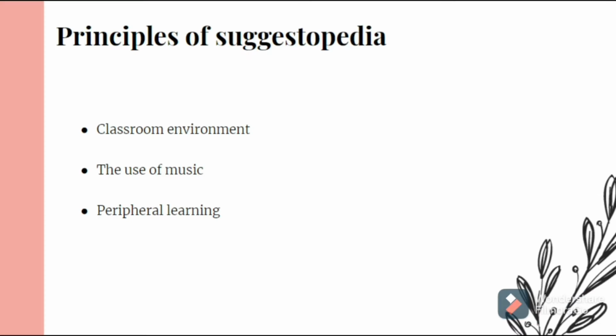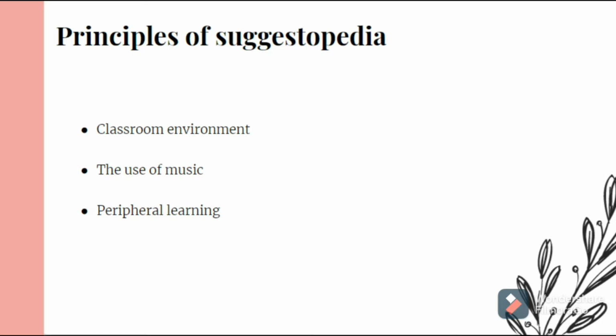There are 6 principles of Suggestopedia. The first one is a comfortable environment. In the classroom, the chairs are arranged in a semicircle and face the black or white board in order to make the students pay more attention. The light in the classroom is dim in order to make the students' minds more relaxed.